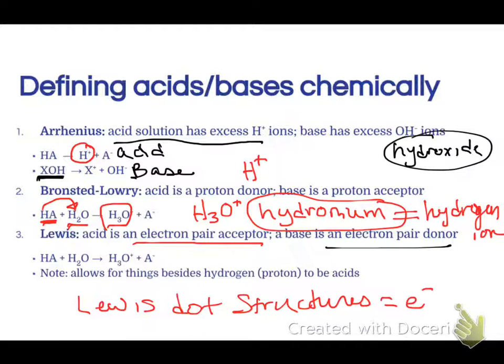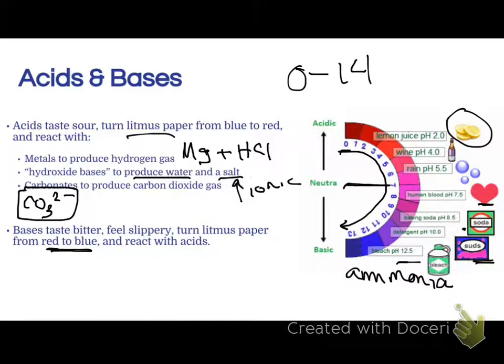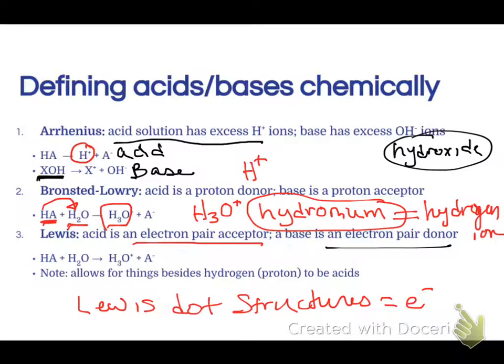All right. Now, the beauty of the Lewis definition is that it allows things that don't even have hydrogen to be acids, and that actually agrees with our observations. So on this slide, we talked about characteristics like the fact that acids are sour and that they turn litmus paper from blue to red. They have low pHs. There's lots of things that don't have hydrogen in them that are tart, and they do turn litmus paper red, and all things like this.